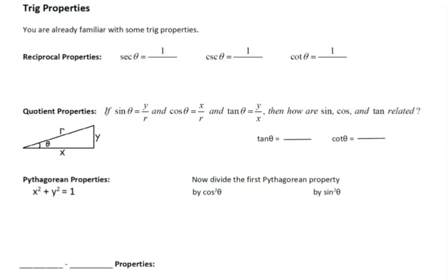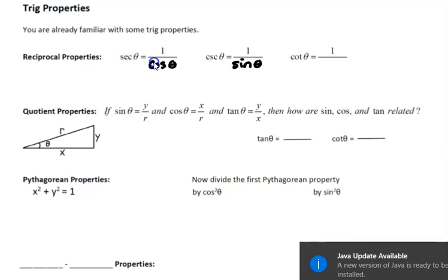For example, you know the reciprocal properties. You know that secant is the reciprocal of cosine, so we can say secant of theta is 1 divided by cosine of theta. Cosecant of theta is 1 divided by sine of theta, and cotangent theta is 1 divided by tangent of theta.